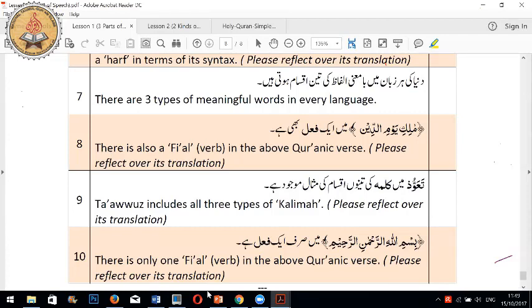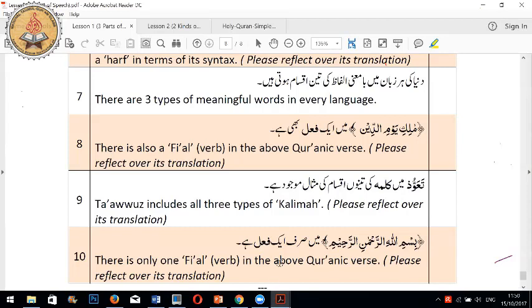Can you find that ta'awuz includes all 3 types of kalima, or are there only asma, nouns, or verbs, but no particle, no harf? You have to reflect. Okay.